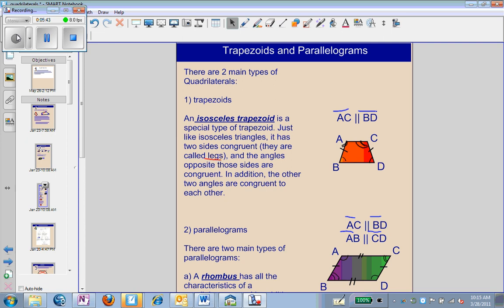So the parallel sides are AC and BD. So we see that in this picture. The sides that are not parallel to each other are called legs. So AB and CD are referred to as legs. In an isosceles trapezoid, legs are congruent to each other. The other thing is the bottom two angles are congruent to each other, and the top two angles are congruent to each other. So angle A is congruent to angle C, and angle B is congruent to angle D.